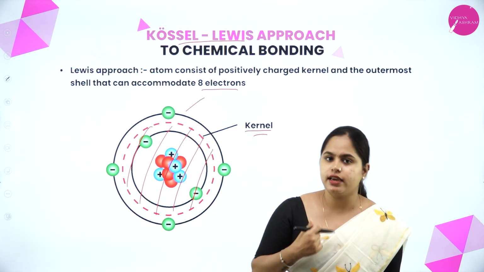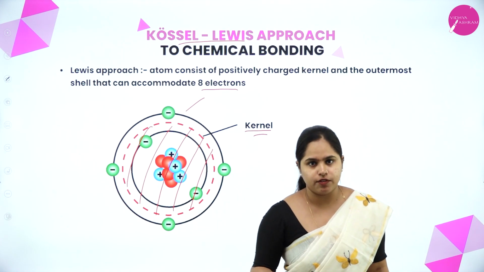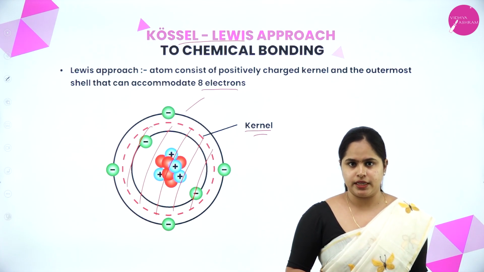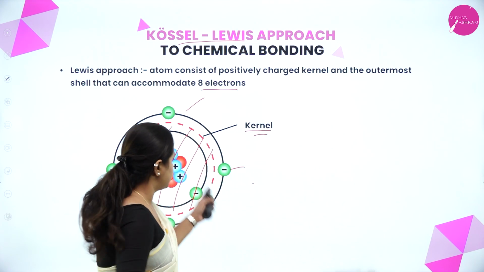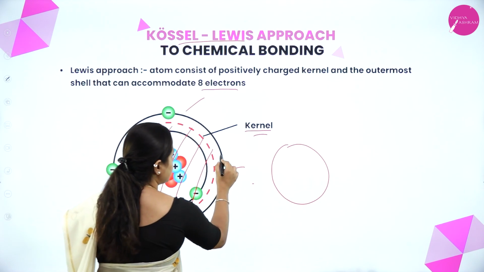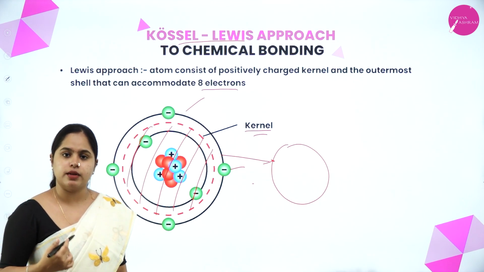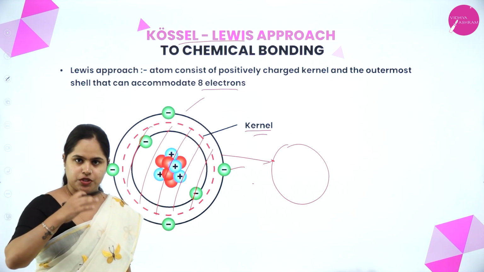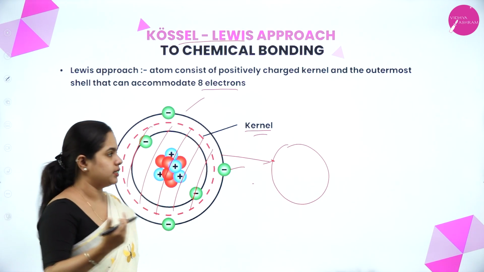So why did he consider it like this? If this atom wants to combine with another atom, the inside electrons won't take part in the chemical reaction. Only the outermost electrons take part in the reaction. If this is an atom and I am combining it with another atom, only the electrons present here and here take part in the reaction. So he gave no importance to the inner shells and the nucleus inside, only to the outermost shell.